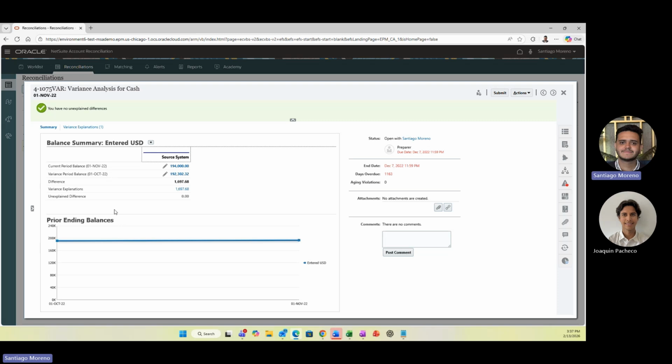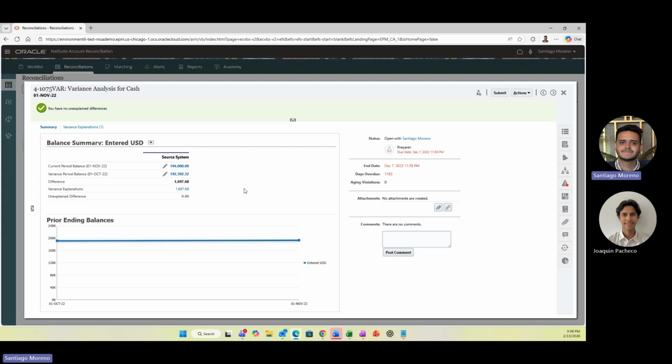So what is the system displaying here? It will show you the current period ending balance in November 22. So this is the value that you're getting from NetSuite. However, the last period ending balance was this value here, resulting in a monthly movement of this 1,000 in here. What I will need to justify in a variance analysis type of reconciliation is just going to be the difference between the 2 months, meaning the monthly movements. That's everything that I will need to explain.